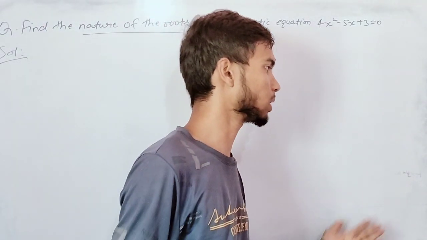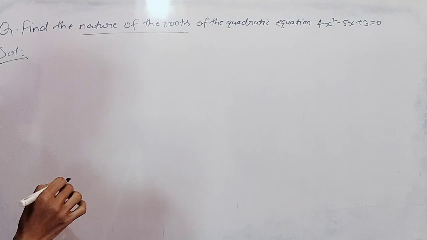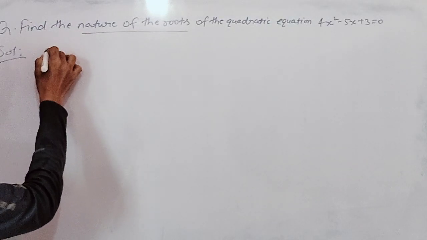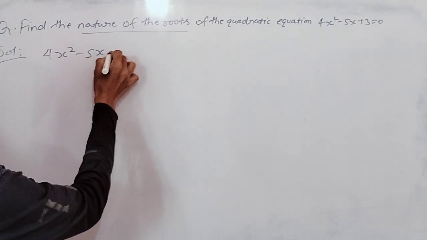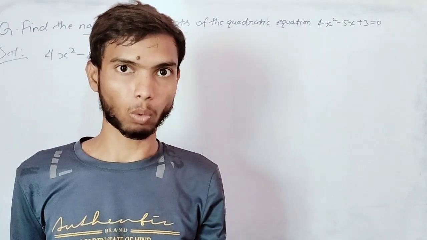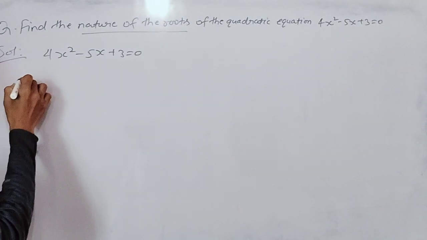Then what can we use? We can use the splitting method. Otherwise, you can use the quadratic formula. If you have only the nature of roots, not the roots themselves, so 4x square minus 5x plus 3. To find the nature of roots, you don't use the splitting method. You have to use the discriminant. After finding the discriminant, you will have the nature of roots.